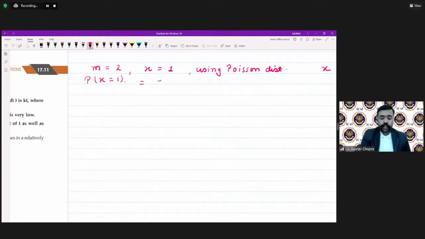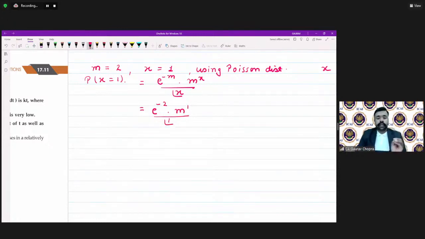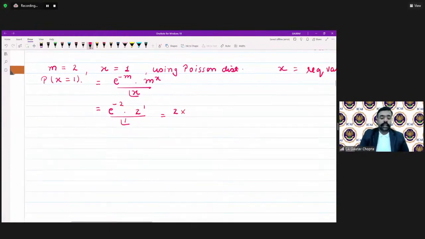So applying the formula, e to the power of minus m, m to the power of x divided by factorial x. So e to the power of minus 2, now m to the power of 1 divided by factorial 1. So in this way, we have substituted the given values. Now, what is m? M is 2. So we are writing here 2 to the power of 1. Now, how to solve this? 2 to the power of 1 is 2. Factorial 1 is 1. But what is e to the power of minus 2?